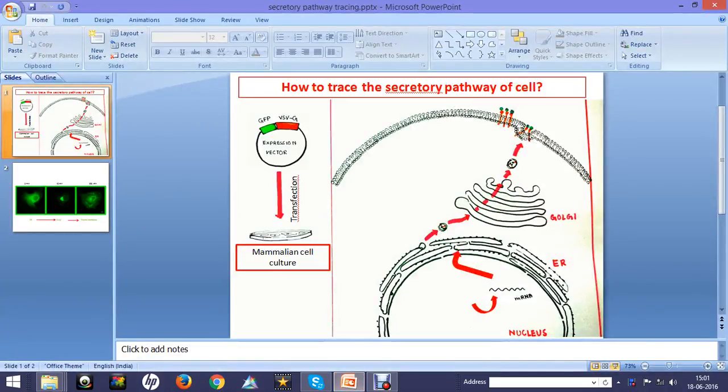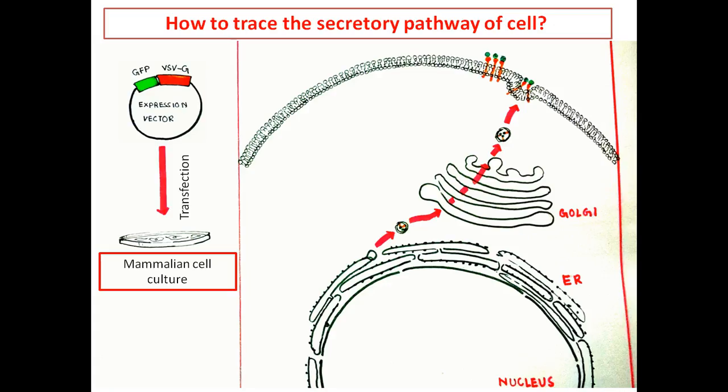Hi, in this video, I will talk about how to trace a cell secretory pathway. So we know that for cell, proteins are produced in the endoplasmic reticulum on the ribosomes, and then they are packaged into the Golgi, and from Golgi they move to the membrane.